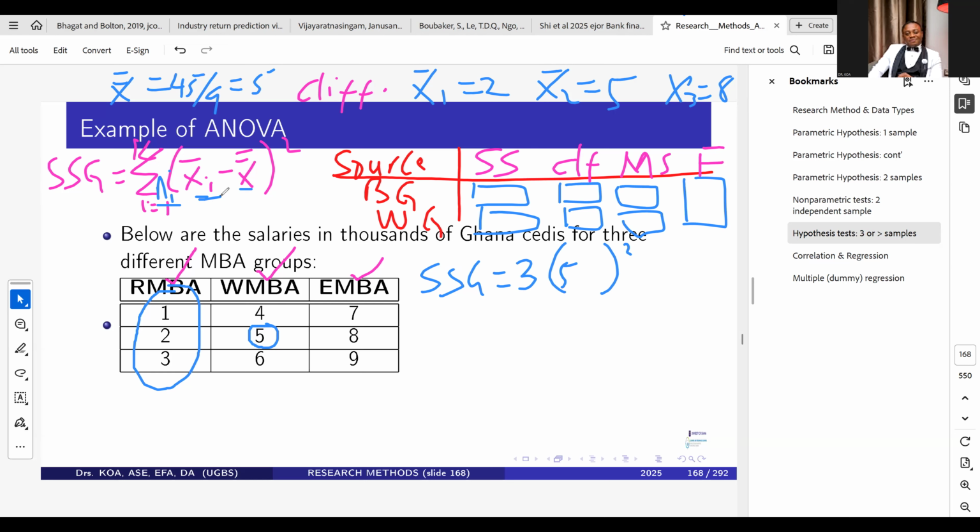2. Very good. 2. The grand mean is what? 5. Then you square it. Then you do plus. You go to the second group. That is what? 3. Then you take the mean in that second group. What was the mean there? 5. Minus the grand mean. The grand mean was what? 5. Then you square it. And then you do the same for the next one.